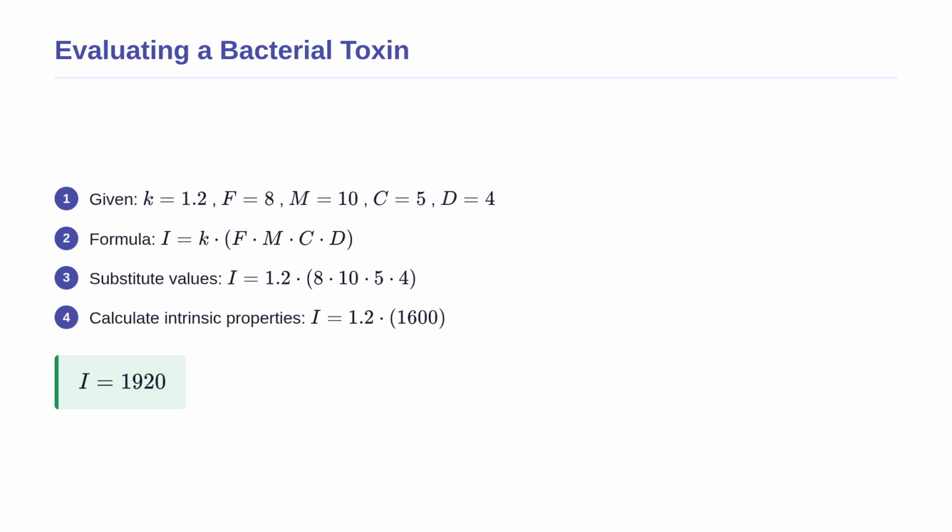We start by substituting our given values into the formula. Following the order of operations, we first multiply the intrinsic properties inside the parentheses. 8 times 10 times 5 times 4 gives us 1600. This is the raw potential of the molecule. Finally, we multiply by the host constant, 1.2, giving us a final score of 1920. Because this is a very high score, it physically means the bacterial protein will provoke a robust immune response, making it an excellent vaccine candidate.